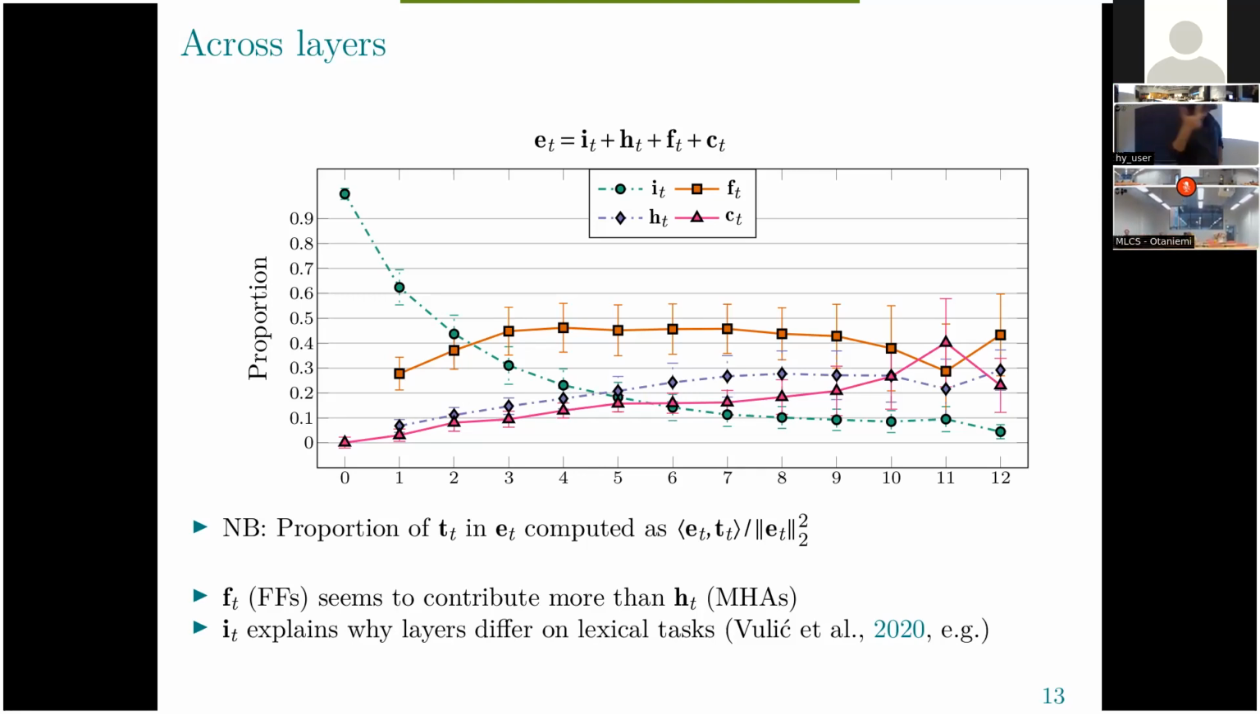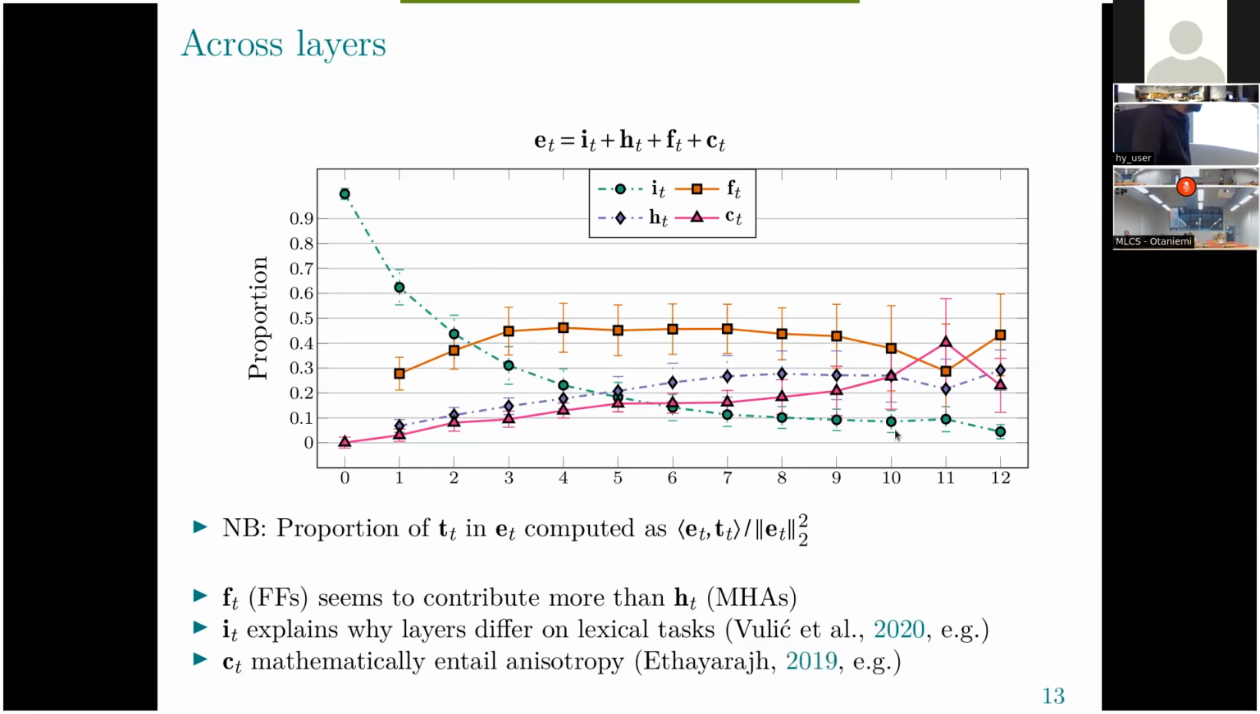And that kind of makes sense because the information more specifically devoted to this position in particular is basically almost lost at the sixth layer. So you don't really expect to have very good results with higher layers on lexical semantic tasks.